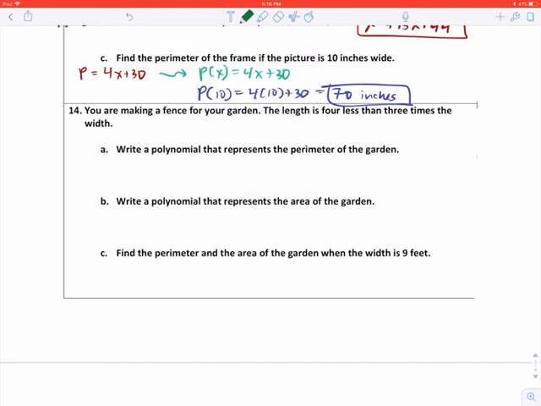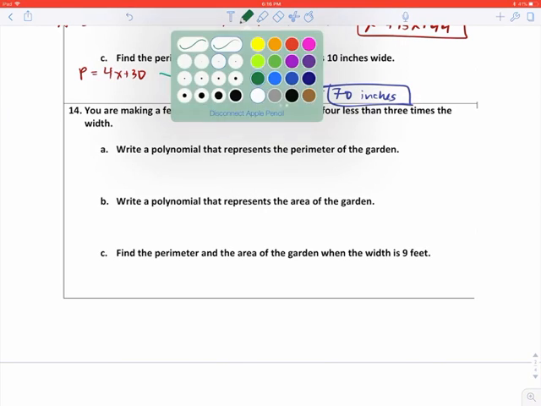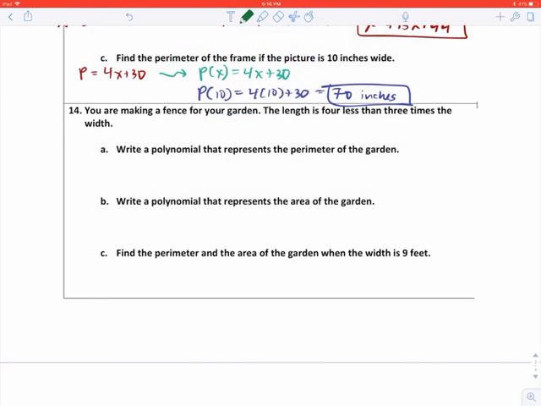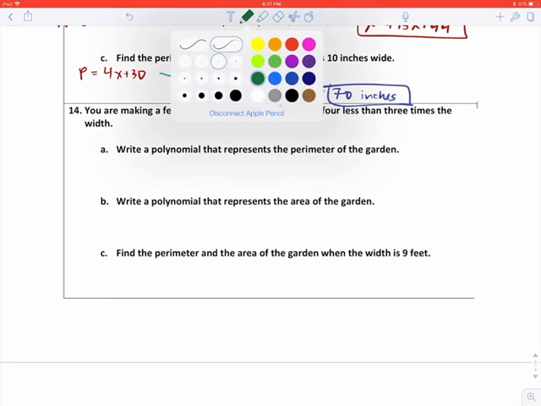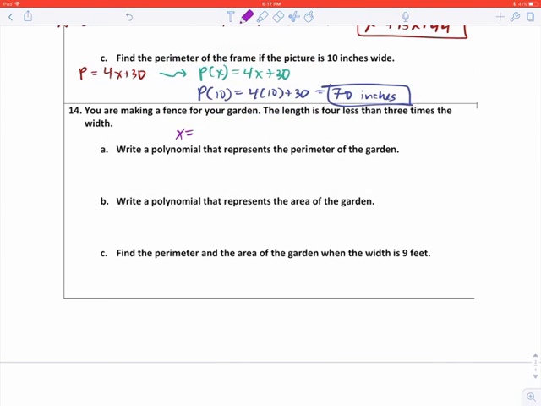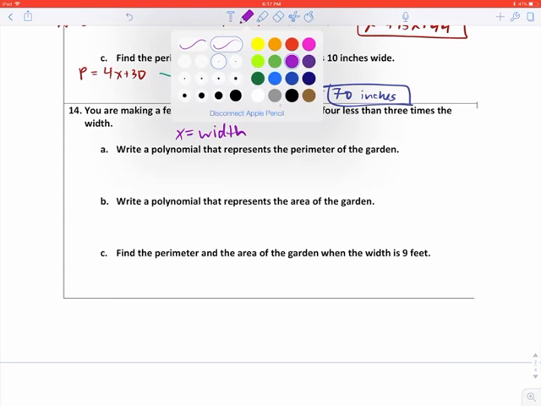And I think I'll use green since this is a garden, and let me make this a little more white right over here. Okay, so let's see. You're making a fence for your garden. The length is 4 less than 3 times the width. So I would like to use x again and let that represent what my width is.